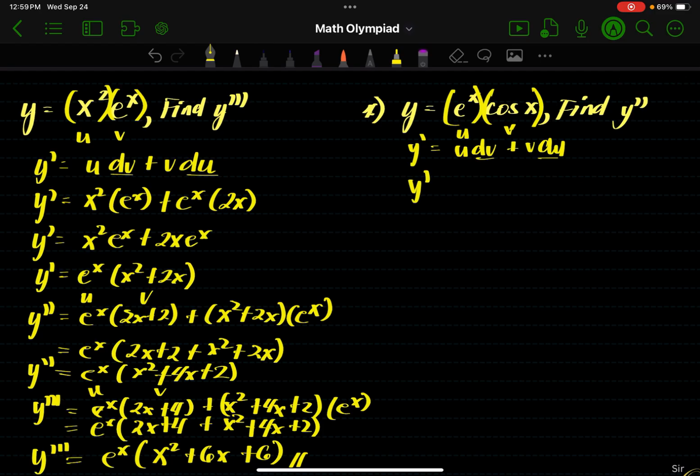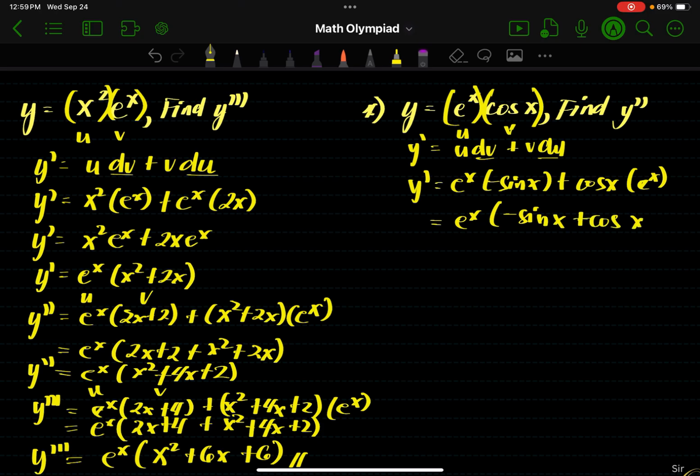So what is our y prime? Copy u, e raised to x. Then the derivative of v is negative sine x, plus copy v, cosine x, times the derivative of u, which is e raised to x. Factor out e raised to x: e raised to x times negative sine x plus cos x. That is our first derivative.